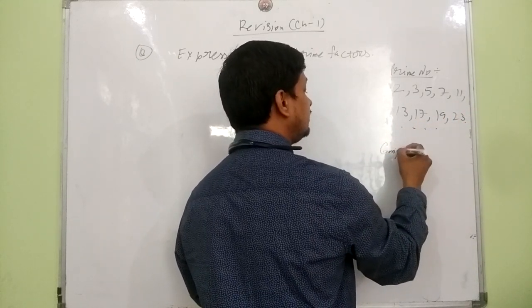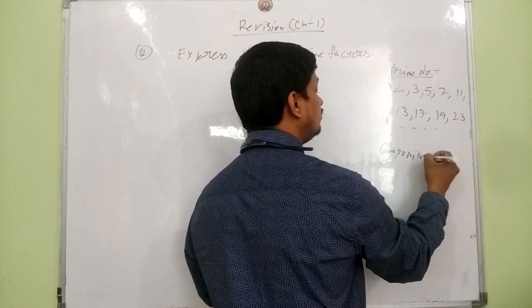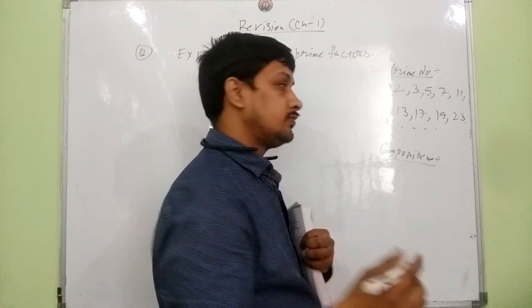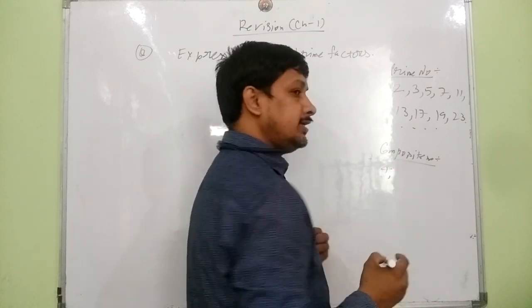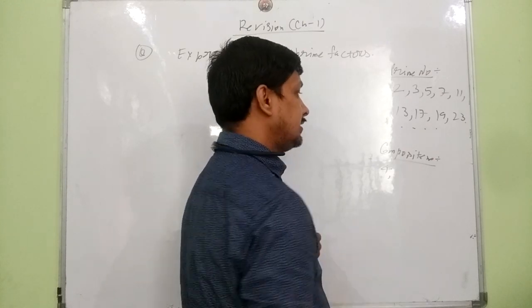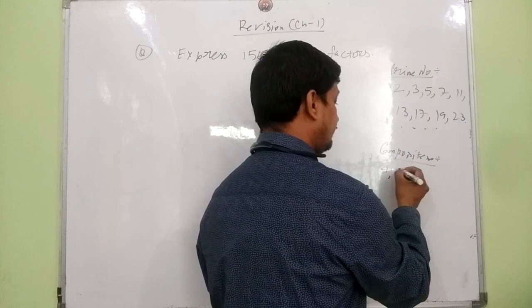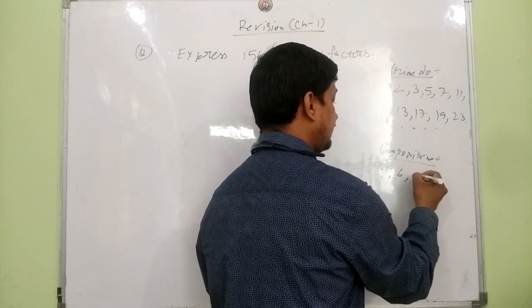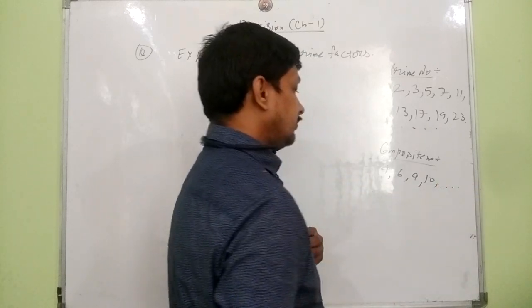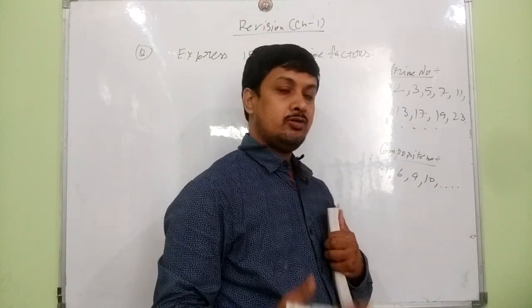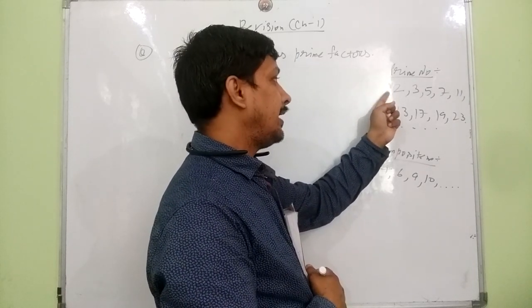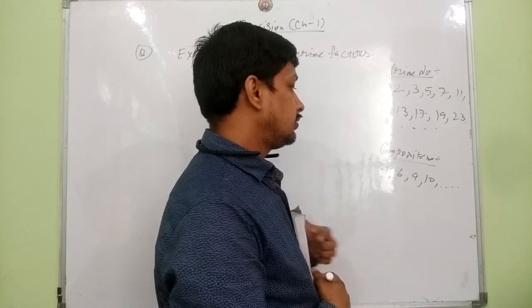And what are the composite numbers? Composite numbers are those numbers which are not prime, which have more than two factors. For example, the first composite number is 4. The smallest composite number is 4 and the smallest prime number is 2. Then 6, then 9, then 10, like this. All the even numbers are always composite except 2. 2 is the only prime number which is even. Okay, so note it down.